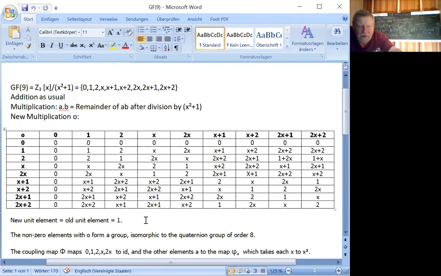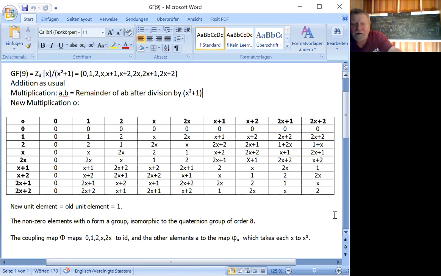The non-zero elements, if you take away the first row and first column here in this multiplication table, do form a group, and it turns out that it's a non-abelian group, of course, to make it into a non-field, and it's the quaternion group of order 8. And the coupling map looks the following way.